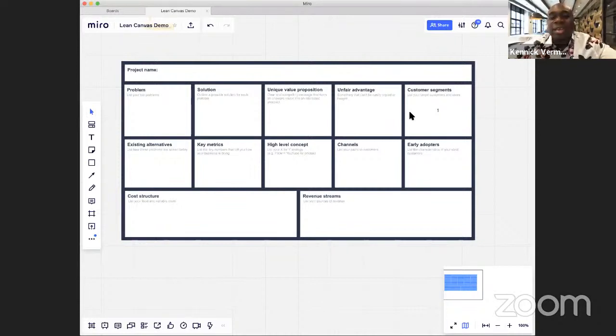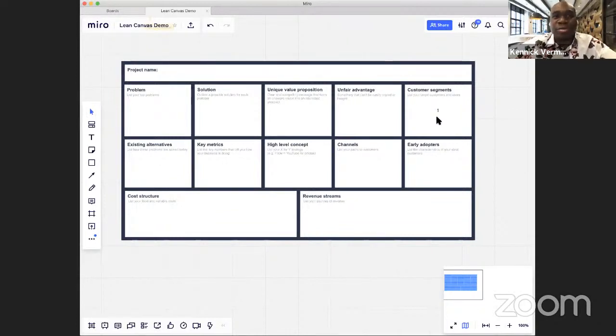So the customer segment pretty much identifies who your customer is, who they are, what they do, and how you can identify them from the plethora of other customer profiles that are out there. You want to be really specific about your customer. You can do a persona in the initial phase of starting your business, and it does help to go through that process.